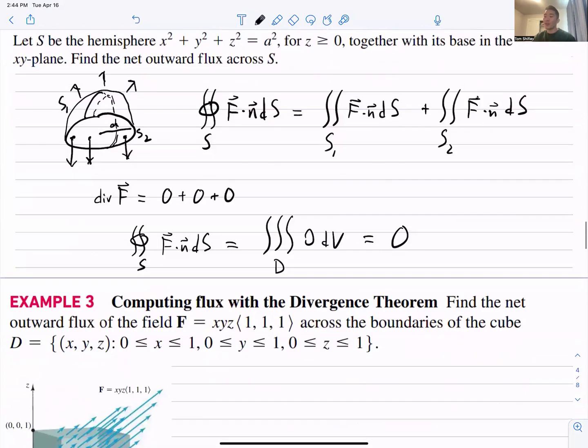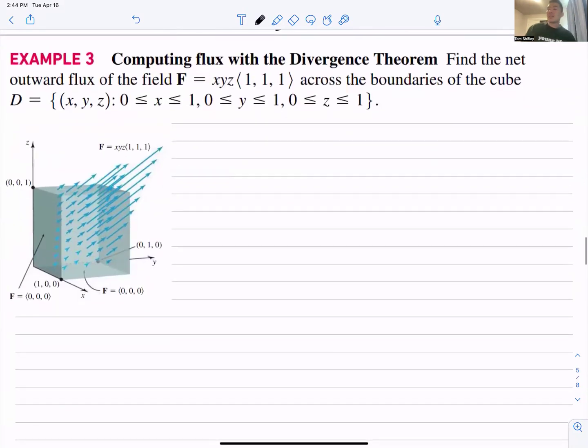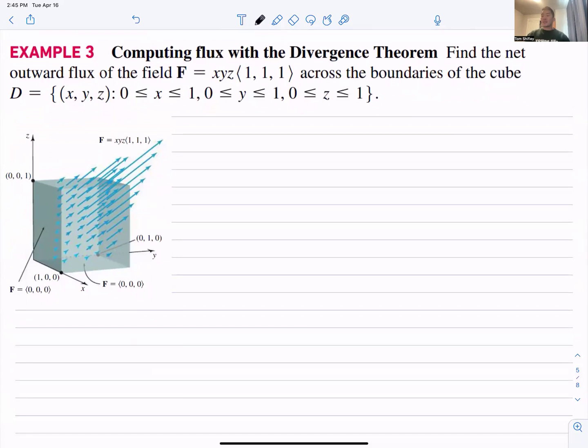Let's do a slightly more interesting one. So computing the flux with the divergence theorem, let's say we have this vector field given by xyz times (1, 1, 1). And so the idea is that at every point on the surface, you have some kind of vector pointing out. It's always pointing in the (1, 1, 1) direction, but its magnitude is given by the product of x, y, and z. And so as long as we're positive, it's always going to be pointing up and to the right.